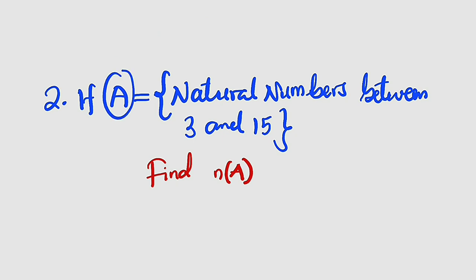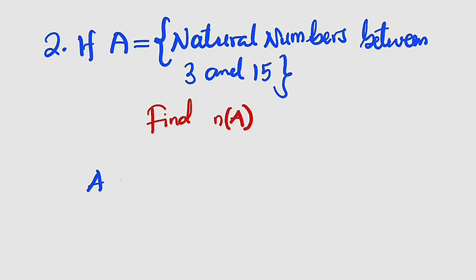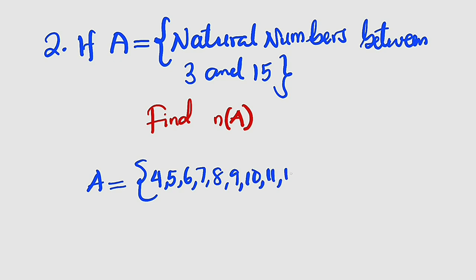We are given a set A which contains natural numbers between 3 and 15. When they say between 3 and 15, do not include 3 and 15, just numbers in between them. So let us list them. A contains elements 4, 5, 6, 7, 8, 9, 10, 11, 12, 13, 14, you stop.